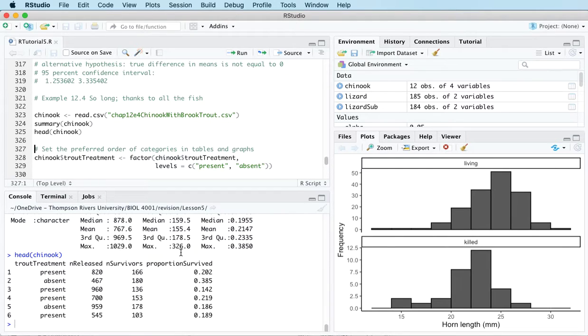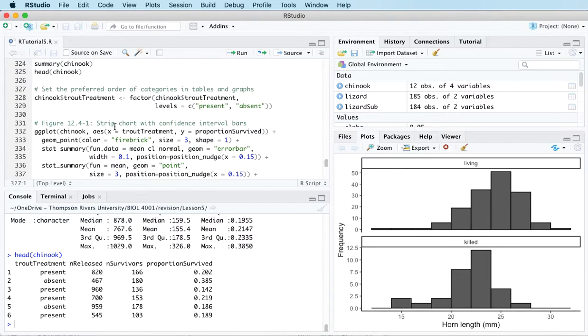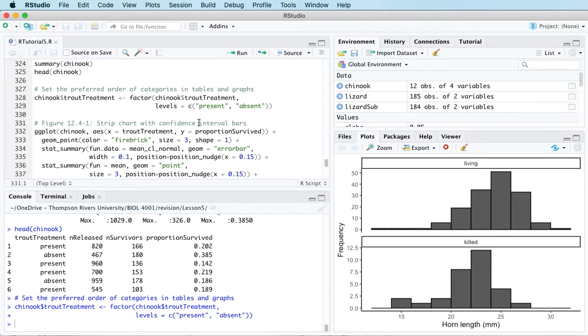So the data I'm going to look at here concerns numbers of Chinook salmon that were released and surviving in streams that either did have or did not have brook trout. Just like in the last video, I'm going to take my categorical variable and turn it into a factor so that I can put the levels in the order that I want them to be in.